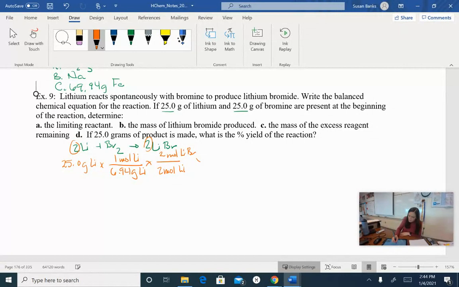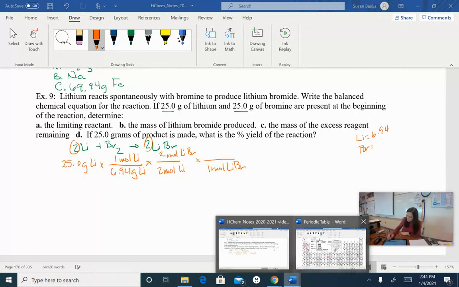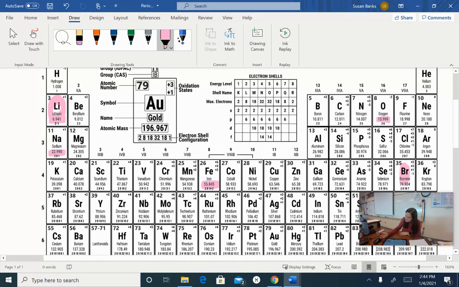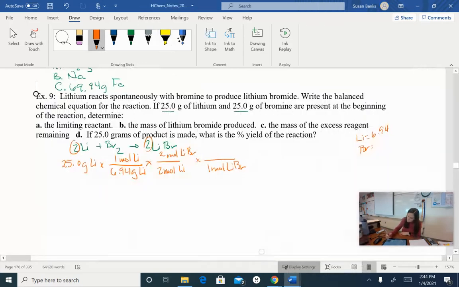And then the next thing is to go from moles of what I want to know into grams using the molecular mass. So in 1 mole of lithium bromide, lithium we already said was 6.94. Bromine, let's look up bromine. Bromine is 79.90. So when we add that together, we get 86.84 grams per mole.